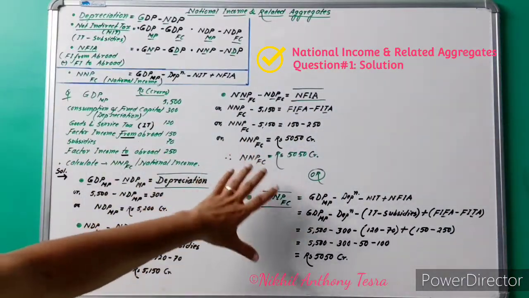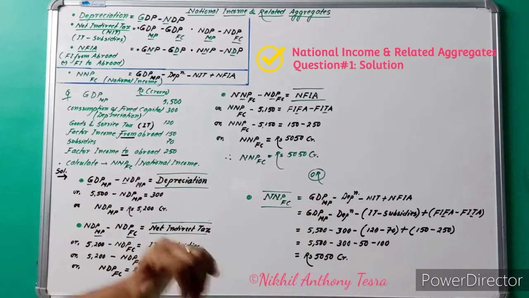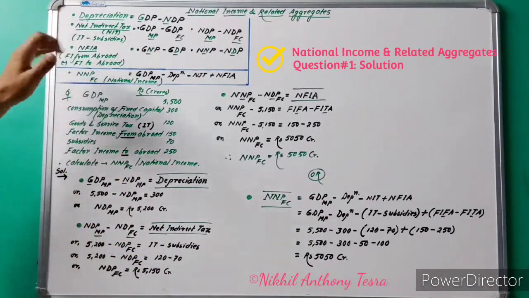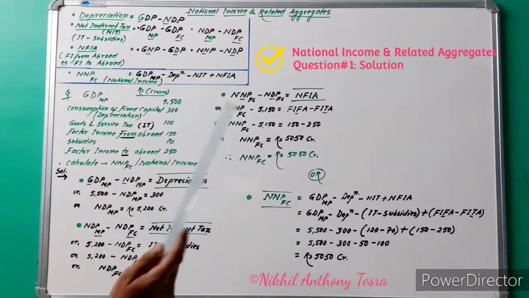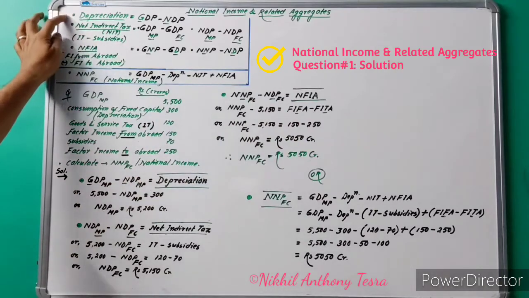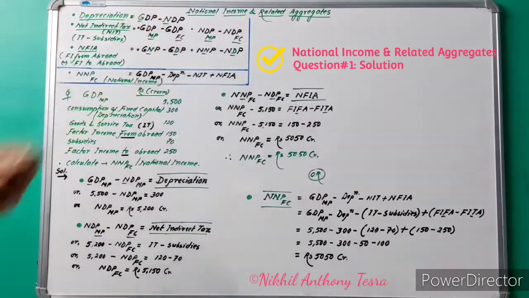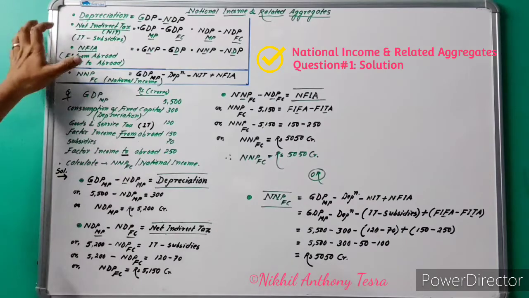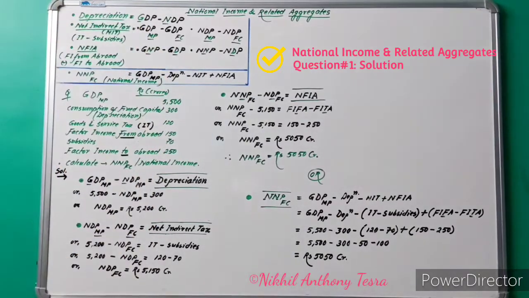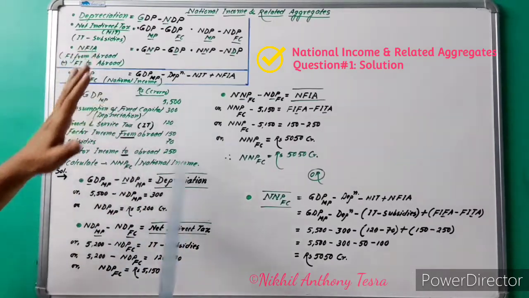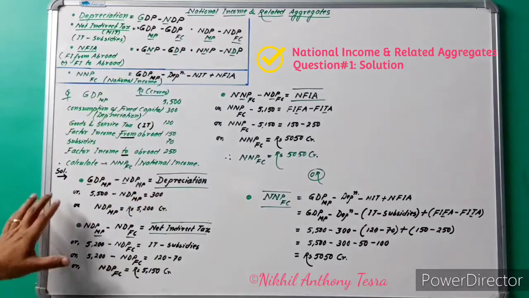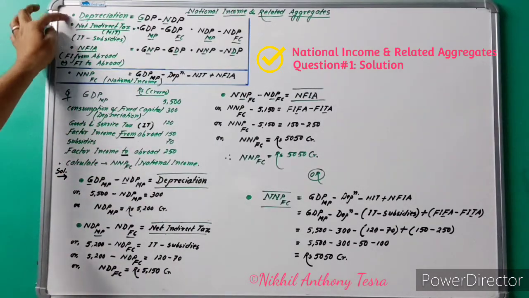Now I am going to explain both the cases. Okay, let's start with the first case. In the first case, I have utilized three formulas. For depreciation, in the last video I explained that the only thing you need to remember is gross minus net. In case of net indirect tax, the only thing you need to concentrate on is market price minus factor cost. In case of NFI, you only need to concentrate on national minus domestic. Okay, done. Now let's start with the depreciation formula.